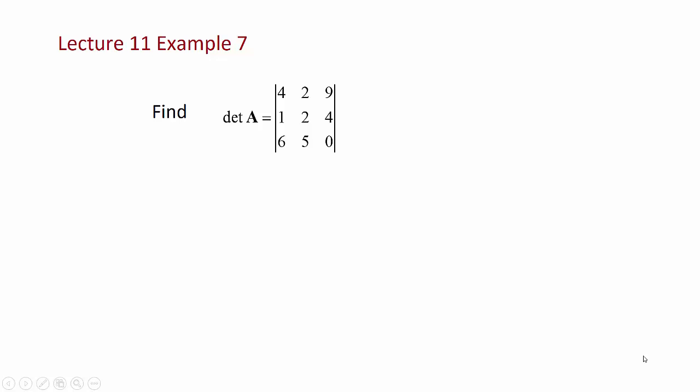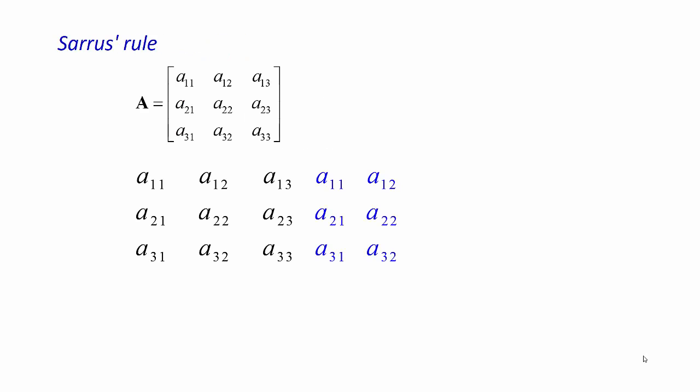In this example, we'll look at finding determinants using two methods, Sarrus rule and Laplace expansion. We'll use example 7 from lecture 11. Just to recap on Sarrus rule, we have our 3x3 matrix, and this only applies to 3x3s. We take the first row, put it there, second row, so we end up with a 5x3 matrix. We apply a simple rule.